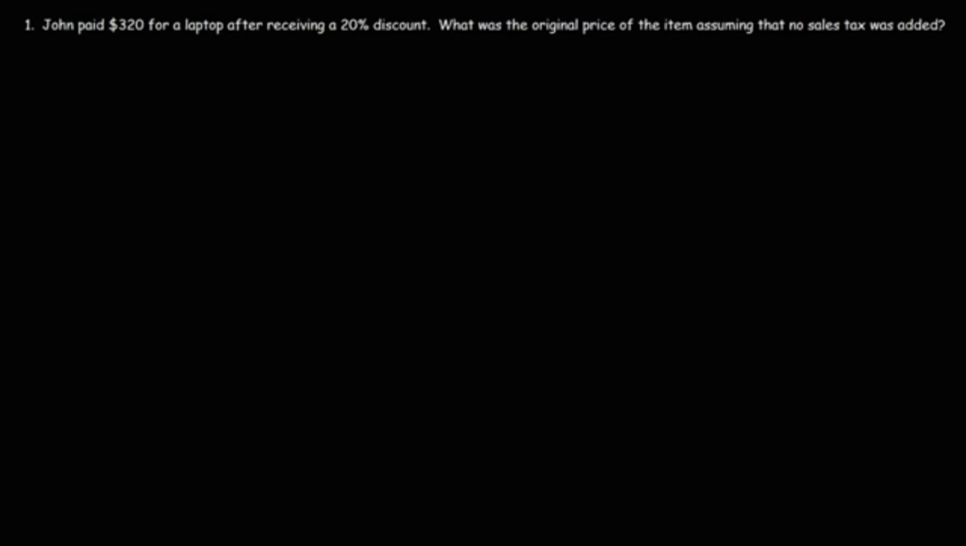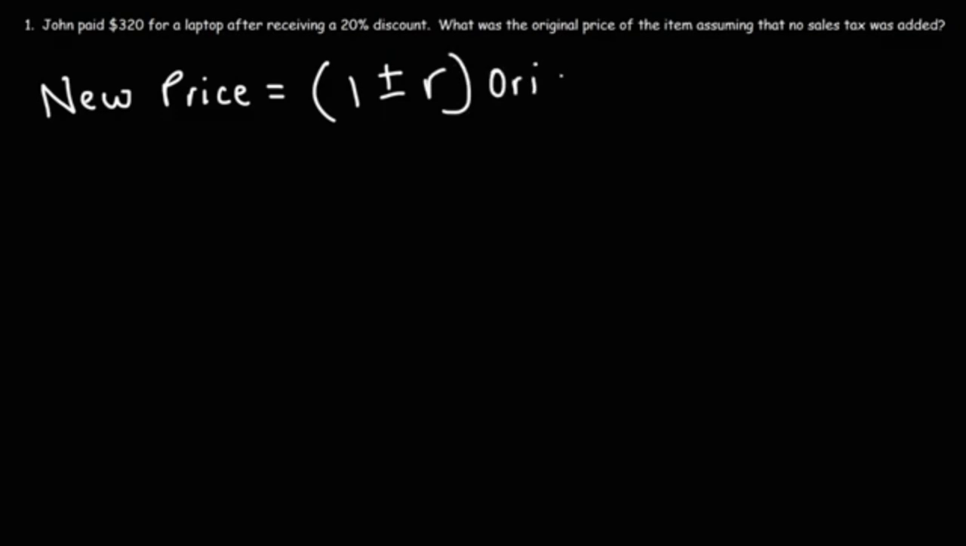So how can we figure this out? Well, there's a formula that can help you to get the answer quickly. So let me write it out real quick. The new price is equal to 1 plus or minus R times the original price.